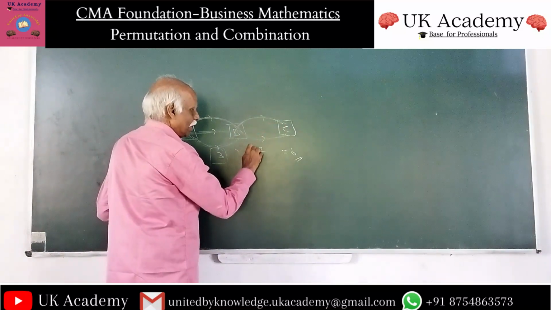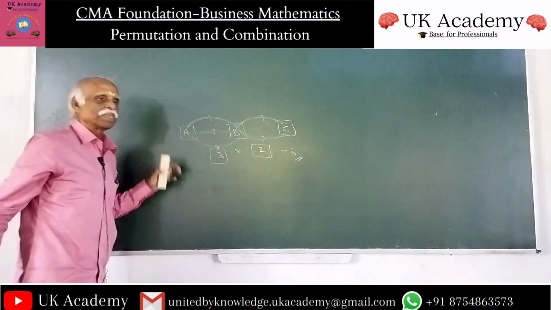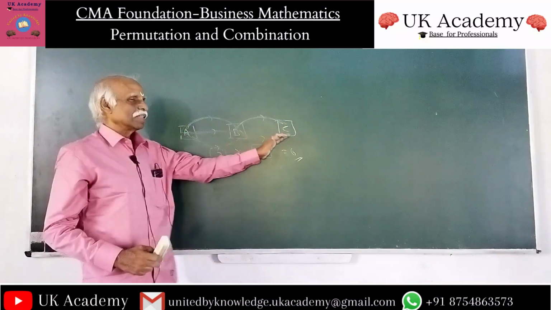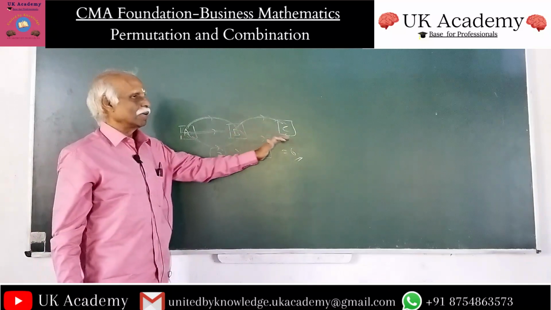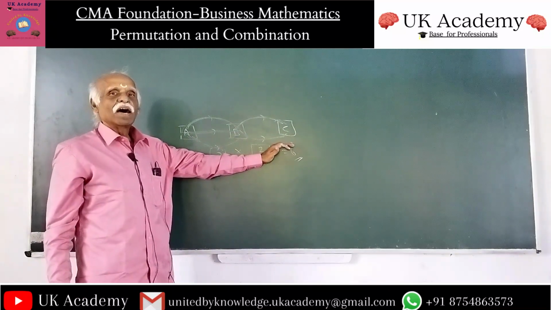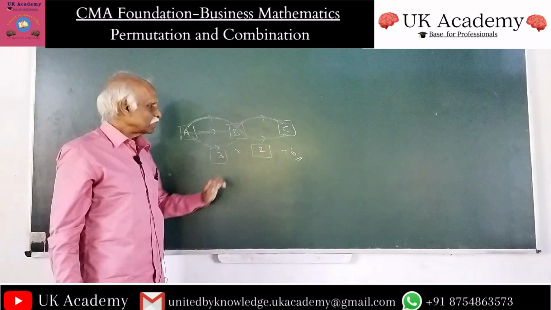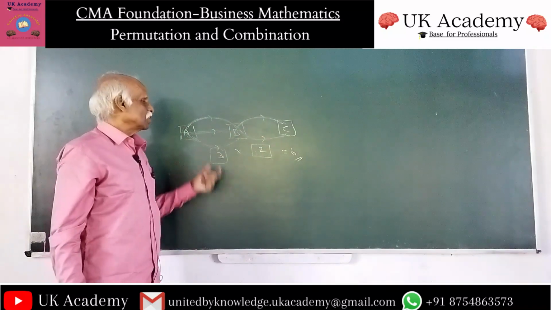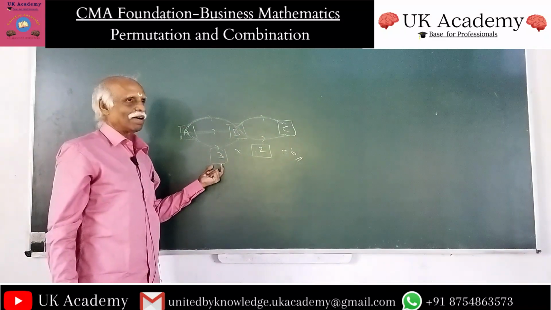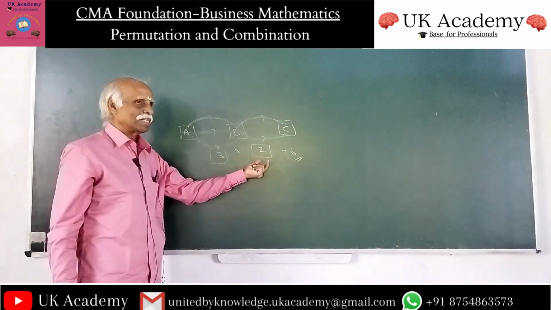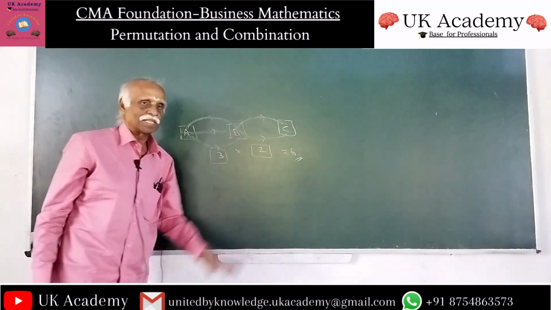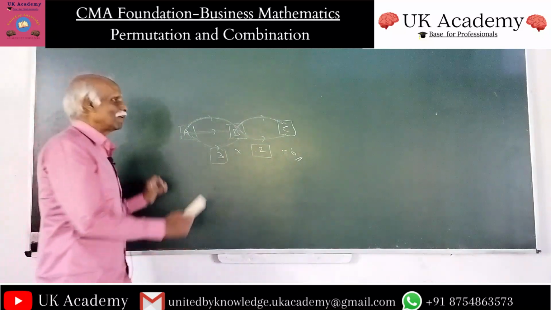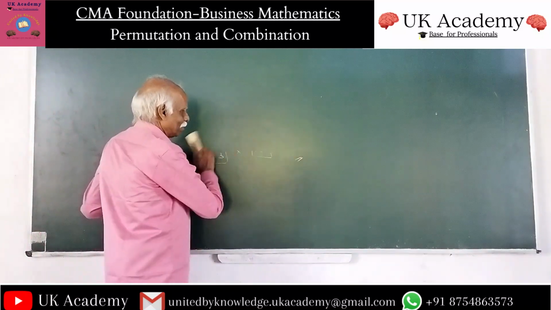A to B you can go in 3 different ways. B to C you can go in 2 different ways. These are 2 different operations, and they are going to be done one after the other. So the first one can be done in 3 ways, the second one can be done in 2 ways. So one after the other can be done in 3 into 2, 6 ways. That's why we multiply. This is called the fundamental principle of multiplication.